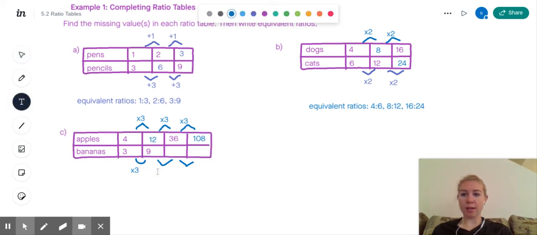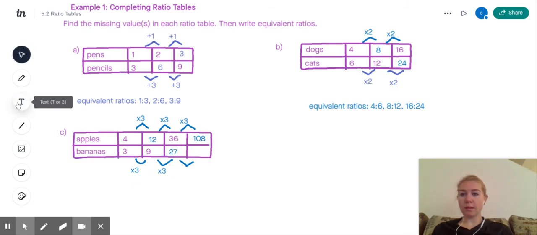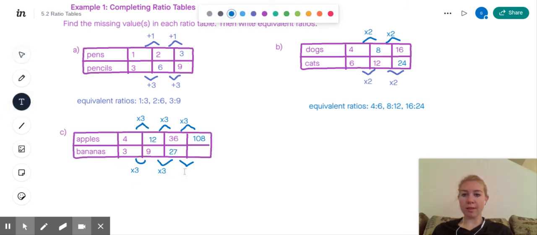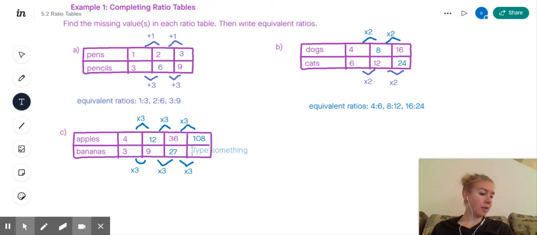Okay, let's look at the bottom. So we're saying times 3 is our pattern. So we're going to take 9 times 3, and that's 27. And then we're going to take 27 times 3. And 27 times 3 is 81.